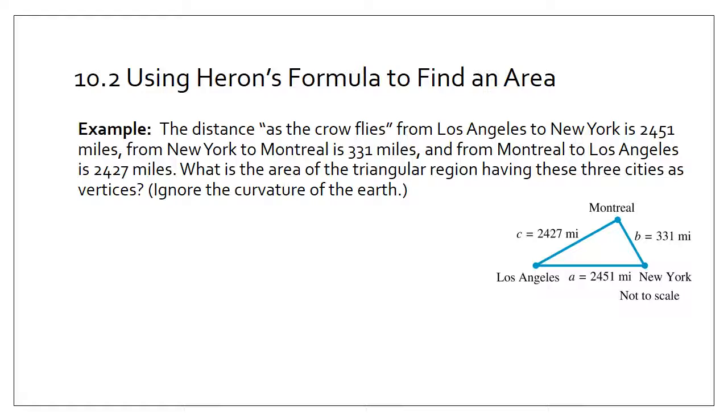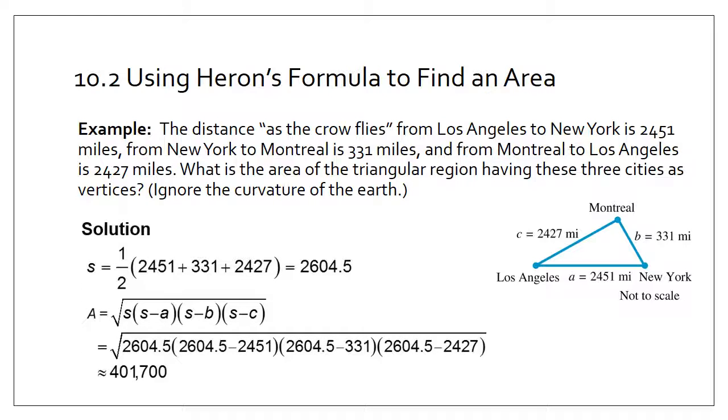Let's try using Heron's formula to find the area. Read over this problem, pause the recording, give it a try, resume to check your answer. Okay, you have all the information you need. You just need to put it into the formulas. First thing you have to do is find the semi-perimeter, which you get by adding up all three sides and dividing by 2. And then put the numbers into the formula, and you get approximately 401,700 square miles.